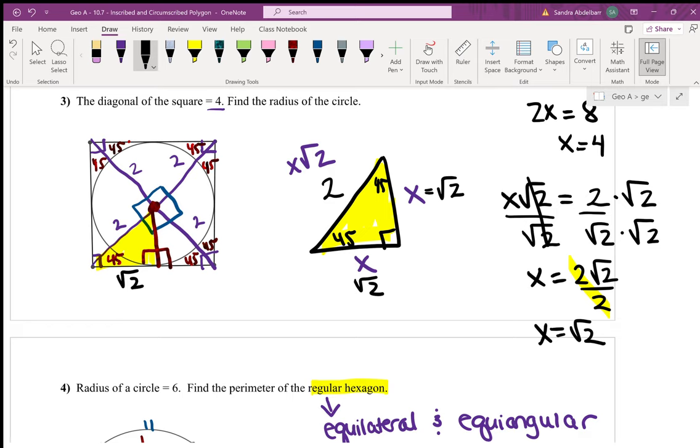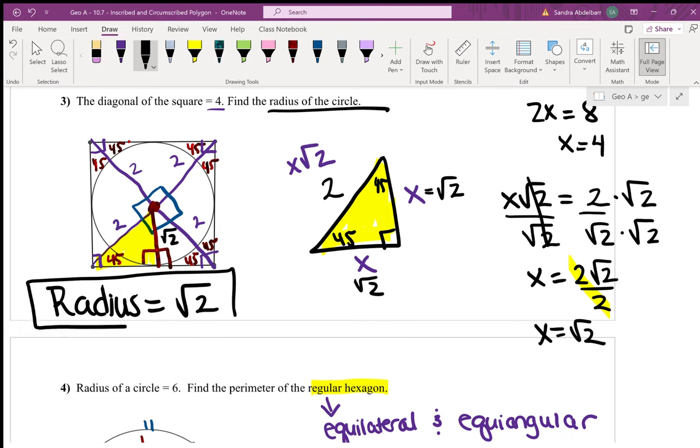So if this side is root 2, do we all agree this other side is also root 2? So what's the full... Oh, sorry, I'm not asking for the perimeter. What am I asking for? The radius. Isn't this the radius? That's root 2. So the radius equals root 2 units long.